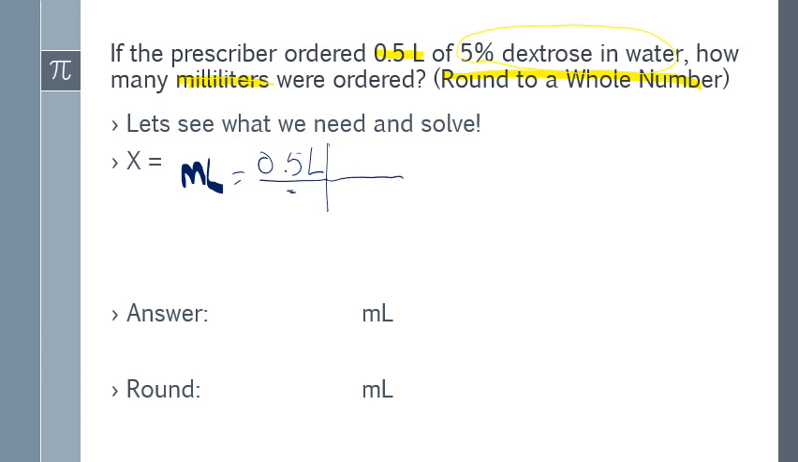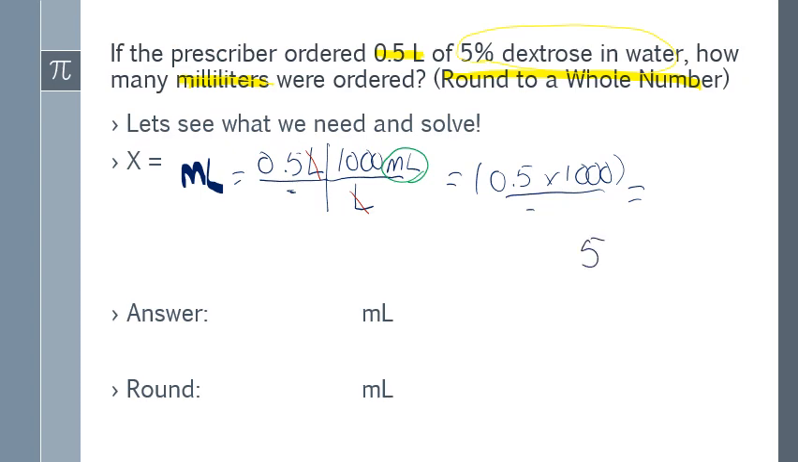So now we have to convert. And when you're thinking about the metric system, remember that in a liter, there is always 1,000 milliliters, okay? Now we don't need the liters, but we do want to keep milliliters. So now we know our setup is correct. And all we have to do is 0.5 times 1,000. And that is going to give us 500 milliliters. So there is our answer. And there is no need to round because it is already a whole number.